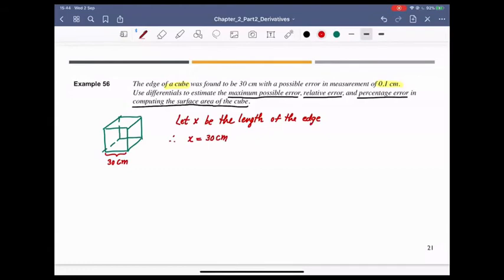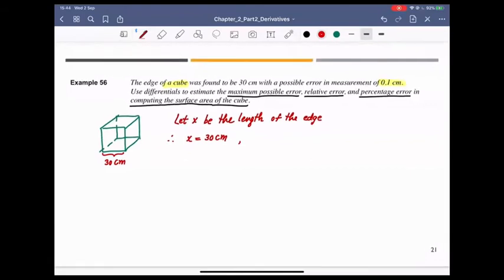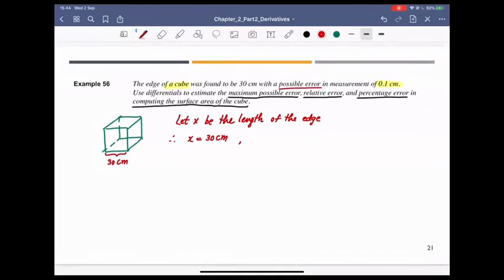However, you also know that 30 centimeters here can have a possible error of measurement of 0.1 centimeter. So that means your absolute dx is less than or equal to 0.1, right? It is possible that your number 30 is not exact. It could have an error, and the error is not going to be bigger than 0.1 centimeter by the problem.